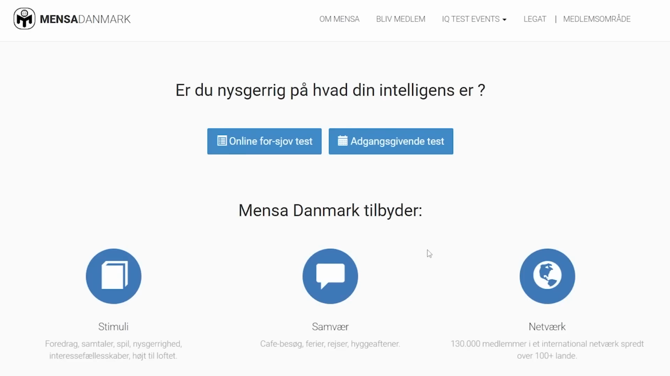So here we are. This is the Danish website for Mensa, the organization. It's in Danish, so I'll translate, but this one is what we want: online for fun test. And that's what we're going to do, have some fun and solve some puzzles. So let's go.